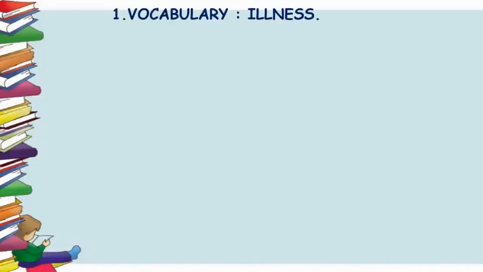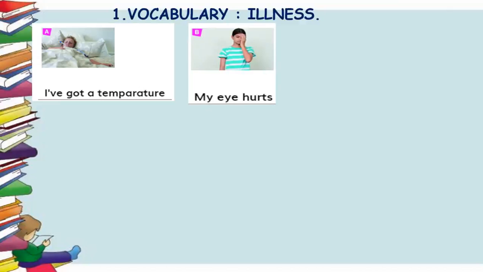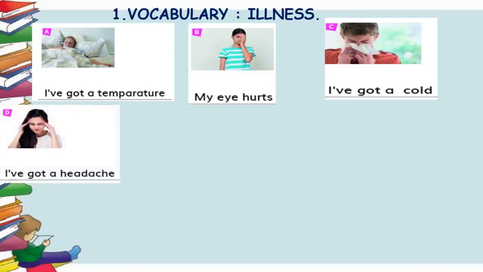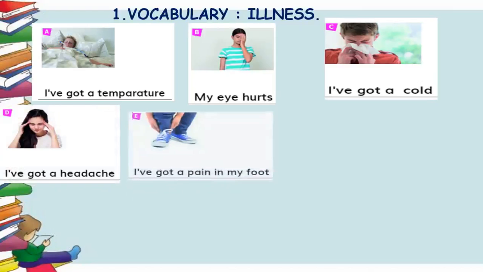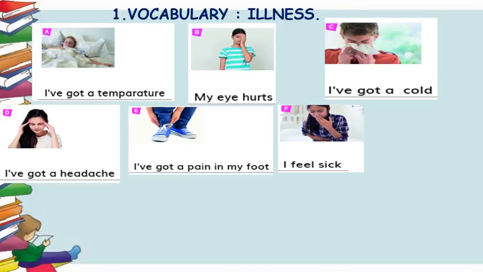Now let's have a look at the vocabulary to do with illness. Listen and repeat. A. I've got a temperature. B. My eye hurts. C. I've got a cold. D. I've got a headache. E. I've got a pain in my foot. F. I feel sick.